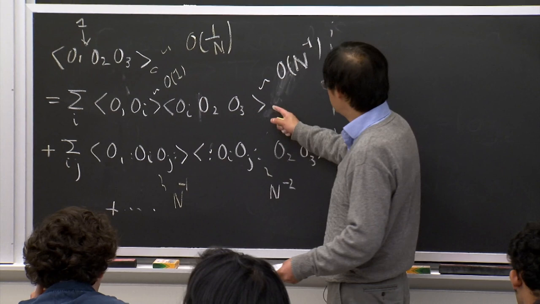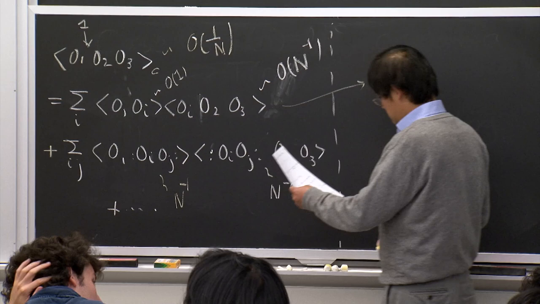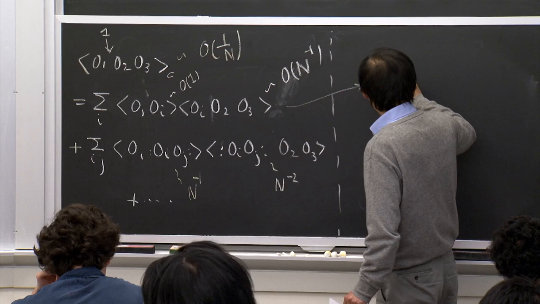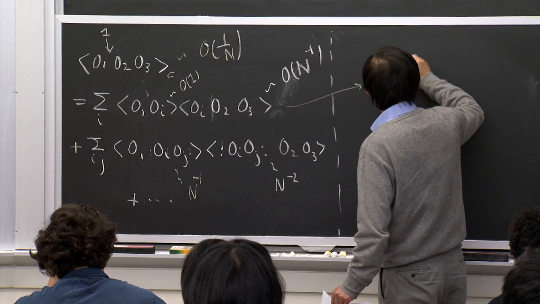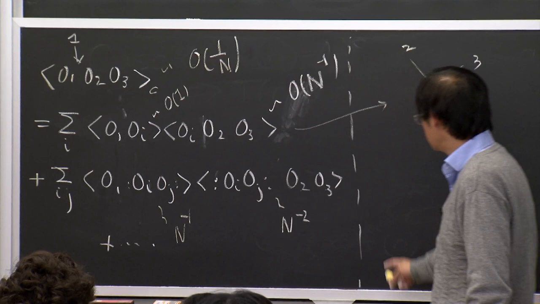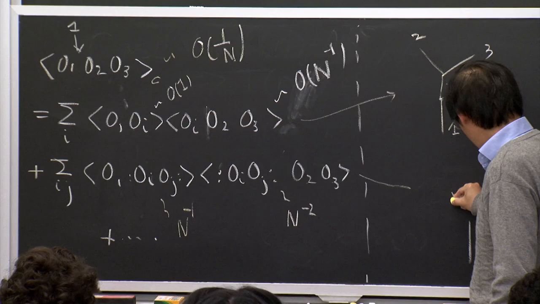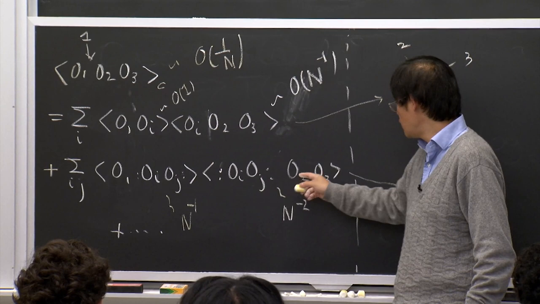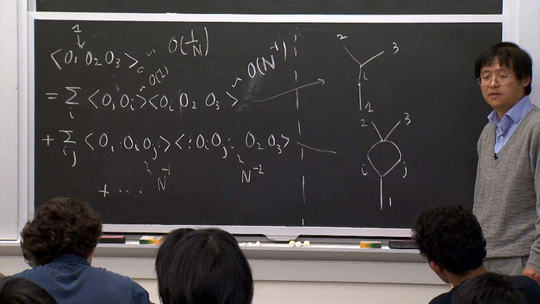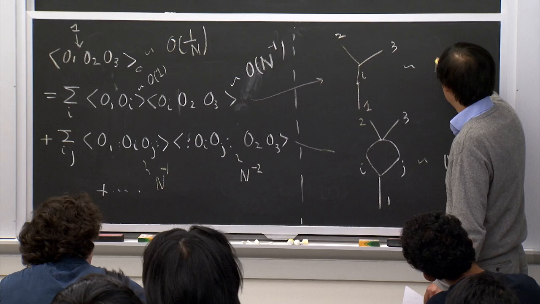So if I draw a diagram, this process is like the following. I can start with 1, and this 1 can turn into an I through a 2-point function, and then this I can go to 2 and 3. So this is a tree-level process. And this is a two-particle state. If I draw a diagram, I start with 1, and this 1 can split into ij, and then this ij combines into 2, 3. So this is a one-loop process. And this we see is n to the minus 3, and this is just n to the minus 1. So this is suppressed compared to that.